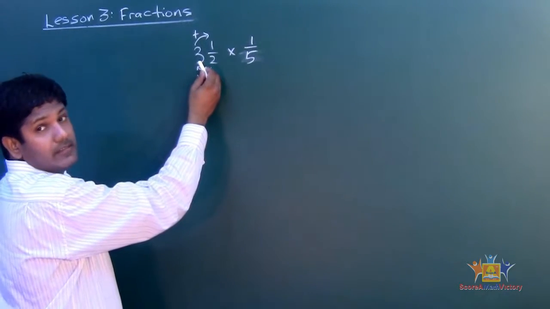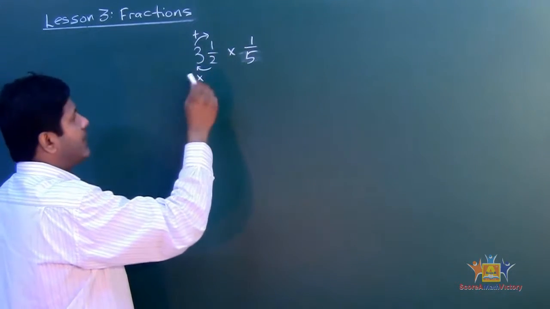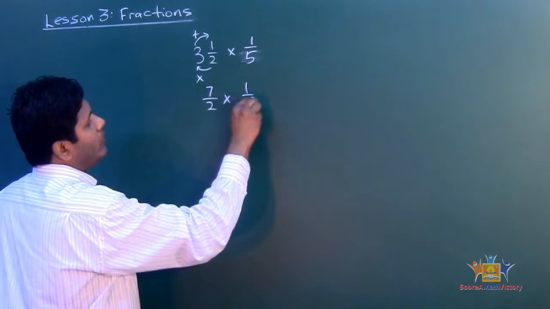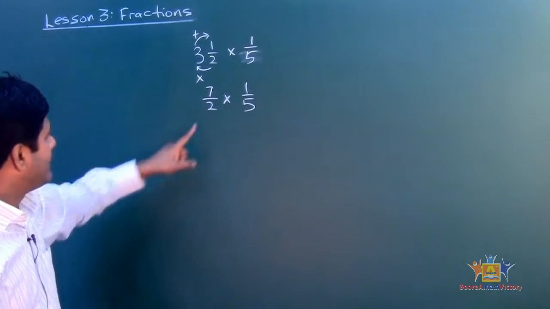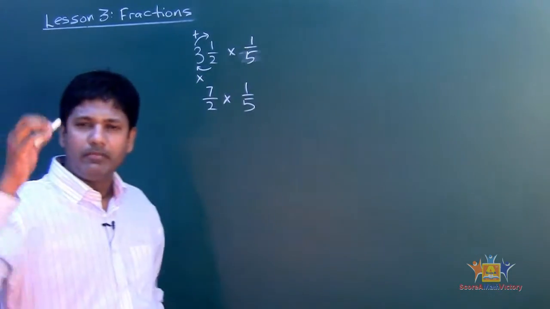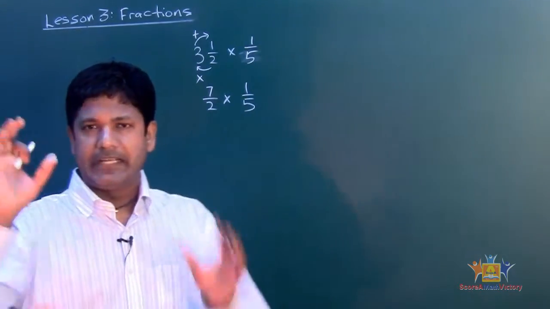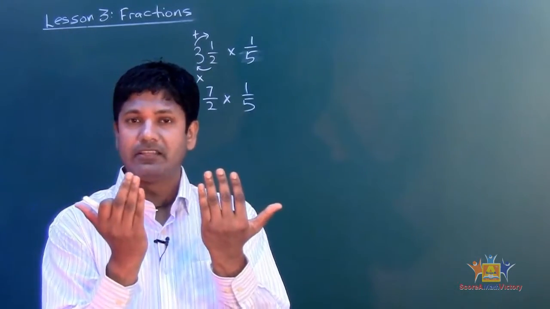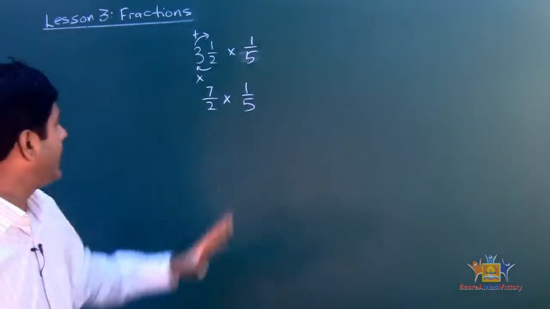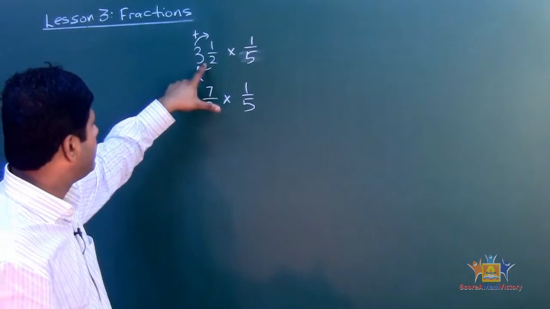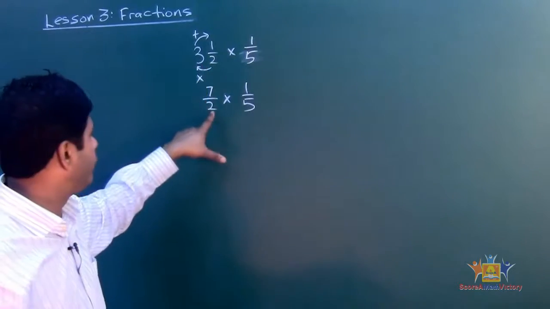2 times 3 is 6. 6 plus 1 is 7. So that makes it 7 over 2 times 1 over 5. Now you get a fraction and a fraction. So it's very important with multiplication of fractions, you've got to have a fraction and a fraction in between when the multiplication is in between. You cannot have mixed numbers or whole numbers. So that's why we converted the mixed number into a fraction.